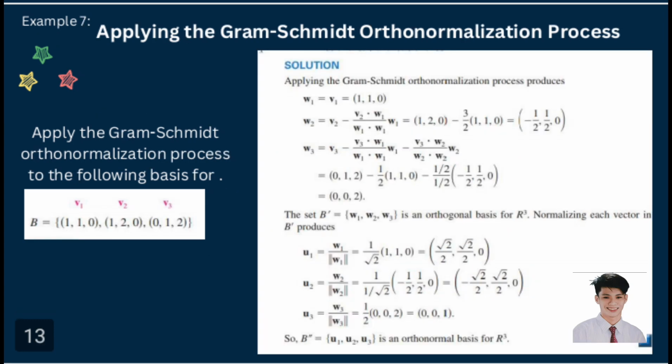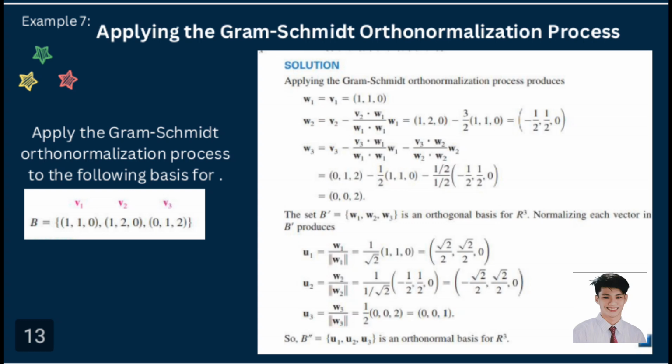So, next natin, example number 7, ganun pa rin, applying the Gram-Schmidt orthonormalization process. So, dito naman, meron tayong given na tatlong vectors. So, ang una, 1, 1, 0. Yung pangalawa is 1, 2, 0. Yung pangatlo is 0, 1, 2. So, ang V1 natin is yung 1, 1, 0. V2 natin is 1, 2, 0. And yung V3 natin is 0, 1, 2.